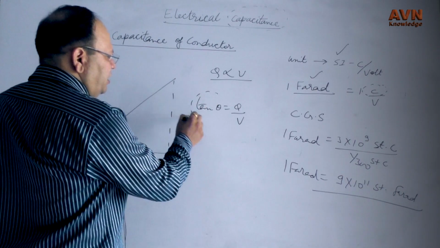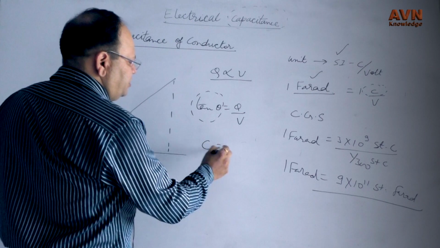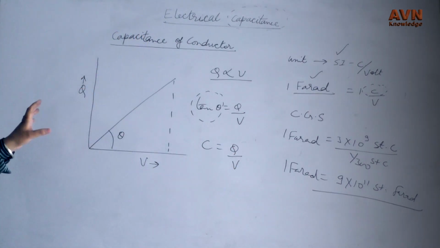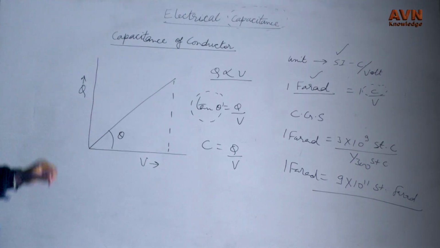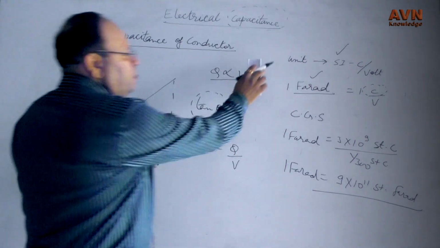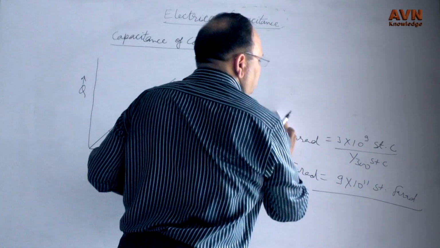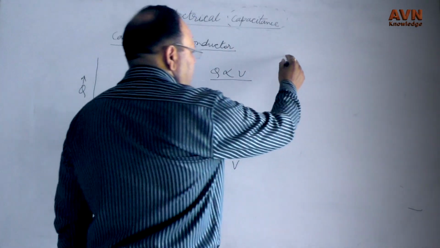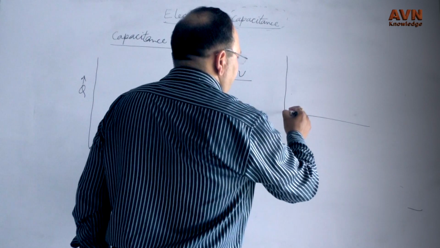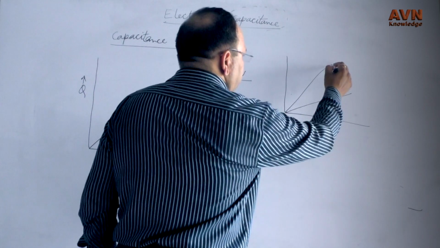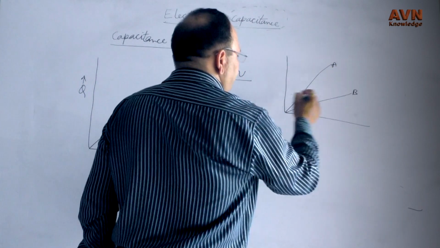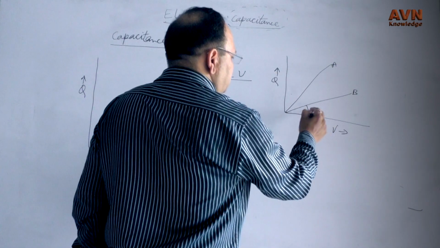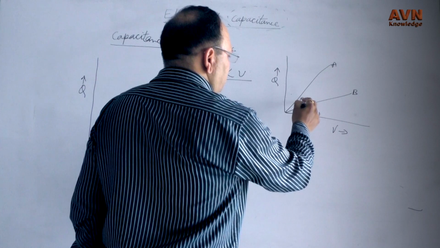This tangent is called the capacitance also in graphical representation. For example, we take two different metals, different materials which have different tangents. This is A material, this is B material, this is Q, this is V, and this is theta 1, this is theta 2.